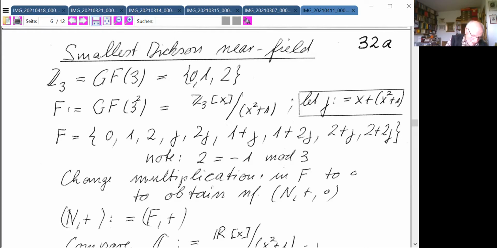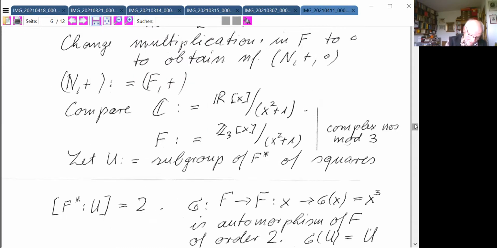Now, the idea of Dixon was to change the multiplication in F to a new multiplication circle to obtain the near field which we are dealing with, or which we want to see. The additive group is not changed at all, of course. And again, I want to remind you how C, the complex field, is constructed and how our F is constructed.